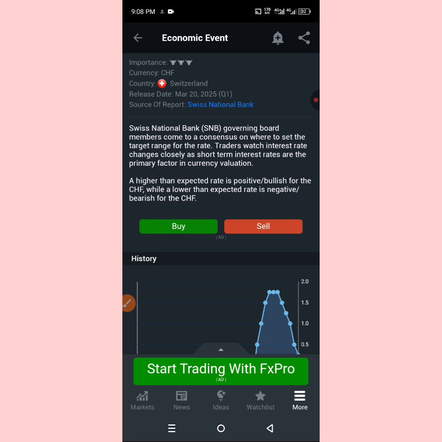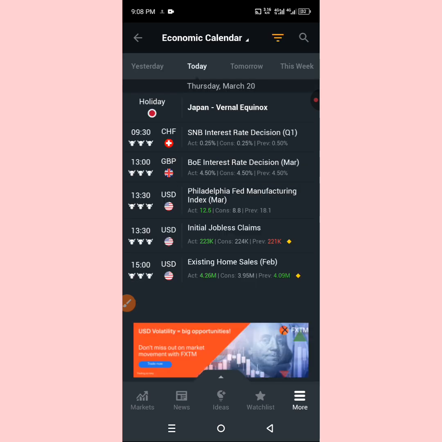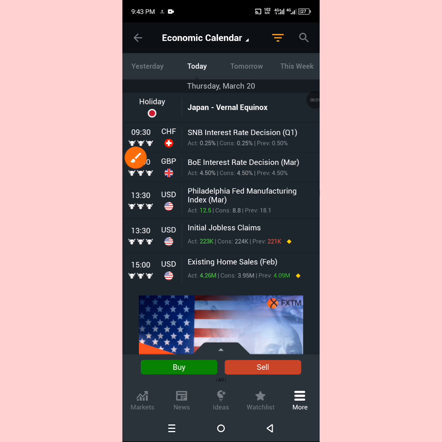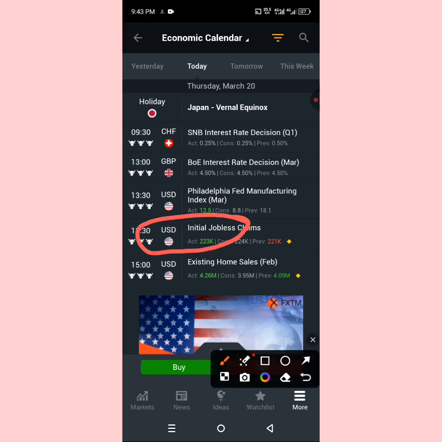So here the thing comes now. Let me show you guys how I use this in my trading, my new straddling strategy. So let's go straight to it now. As you can see right here, these are high impact news. Let's take, for instance, I want to trade the US dollar initial jobless claims, this particular one right here. I want to trade this news.